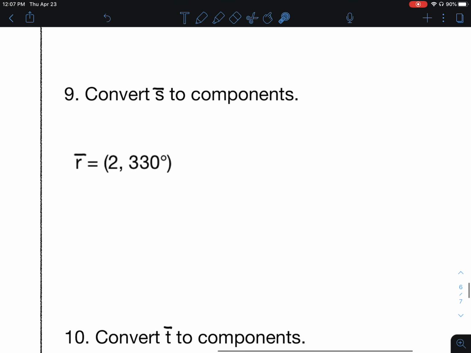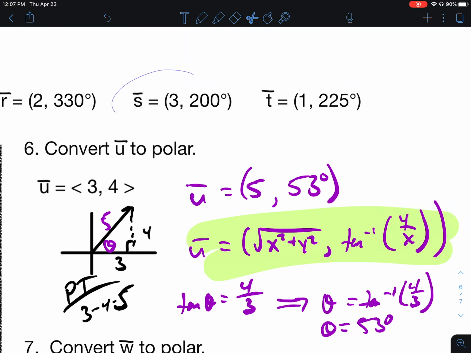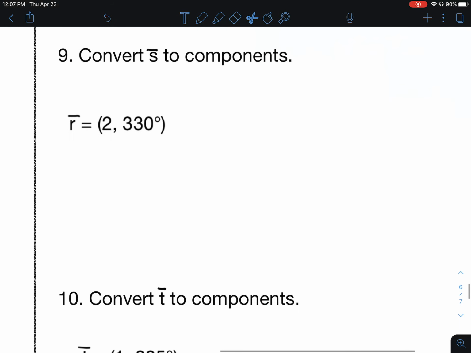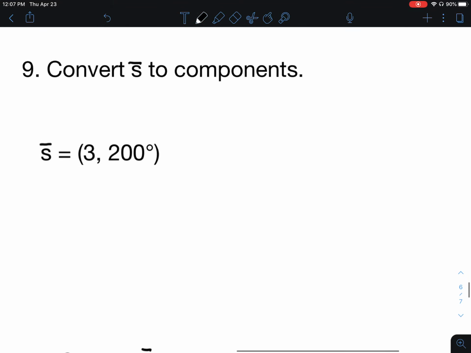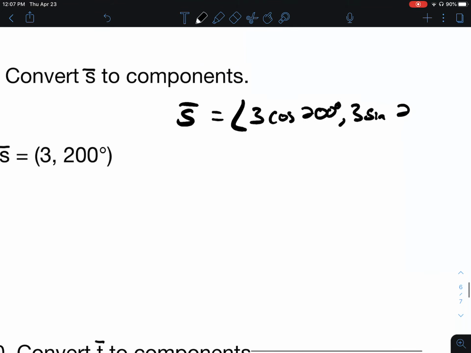Convert S to components. This is not S. Let me find S up here. 200 degrees does not give us a special angle. So if we wanted to go, once again, generic, we could say this is going to be 3 times cosine of 200 degrees, followed by 3 times sine of 200 degrees.